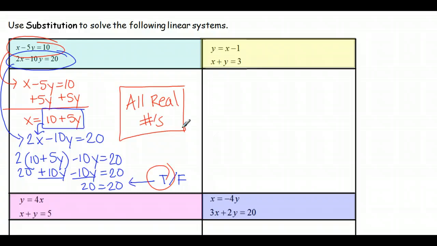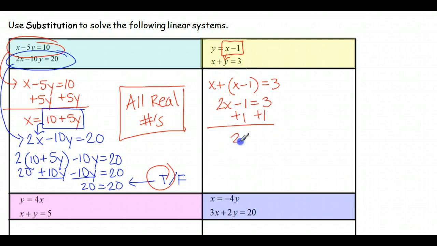y equals x minus 1 and x plus y equals 3. y is already alone, so I'm going to take the value of y and plug it into our other equation. So we have x plus y, which is x minus 1, equals 3. Now if we simplify this, x plus x is 2x minus 1 equals 3. Add 1 to both sides. We get 2x equals 4. Divide both sides of the equation by 2, and x equals 2.